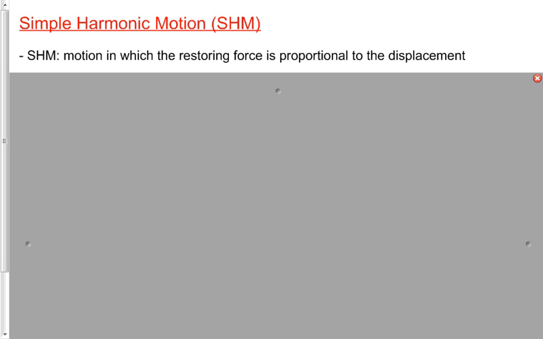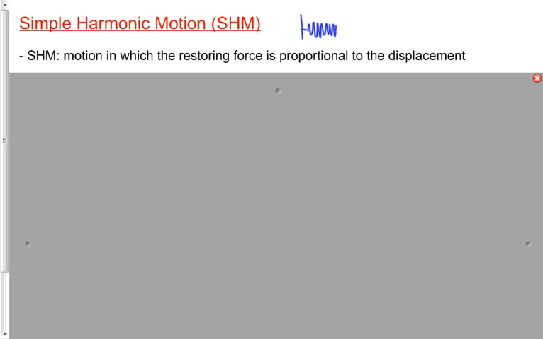Simple harmonic motion, which you saw on Friday, we defined as a motion in which the restoring force is proportional to the displacement. What do we really mean by that? For example, you've got a spring that's just sitting there. We say it's at its equilibrium position, or its natural position. It's not stretched, it's not compressed at all.